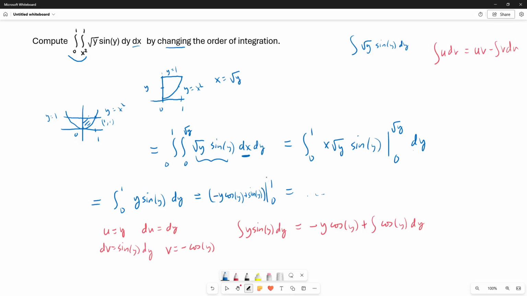And we want to plug in the numbers 1 and 0 now for y. When we plug in 0 for y, we'll get a 0 in the first term, and the sine of 0 is also 0. So we'll get a 0, and so the answer is obtained by just plugging in the 1. So negative 1 cosine 1 plus sine 1. So the answer is sine of 1 radian minus cosine of 1 radian.